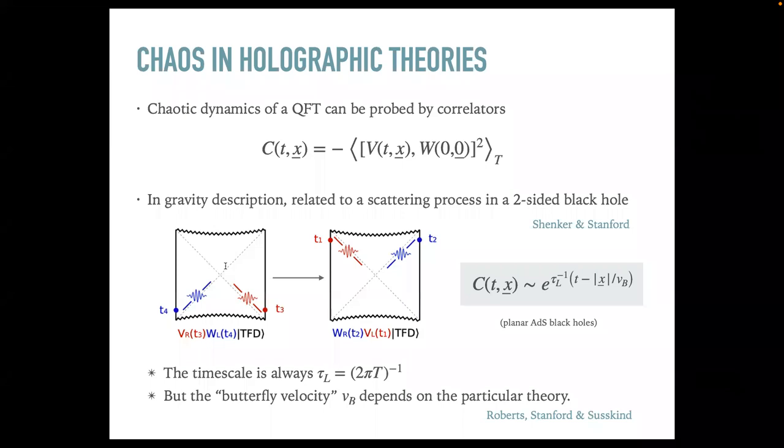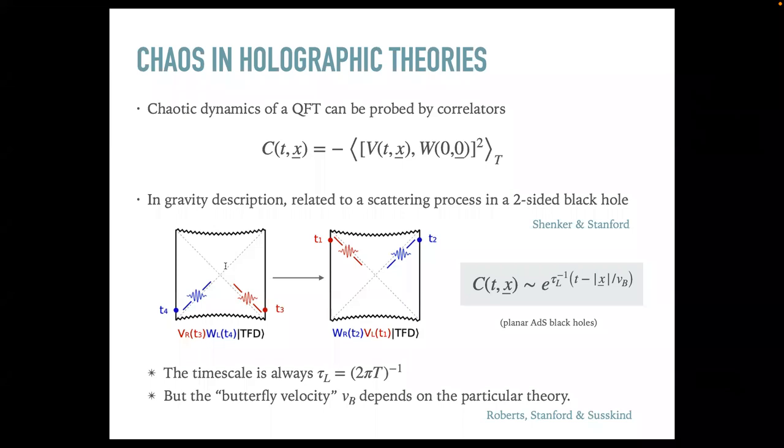Okay, and so what happens is these two particles, since they're falling into a black hole, they get highly boosted relative to one another. By the time they're interacting close to the horizon, they have such high center of mass energy that the gravitational interaction dominates. And so the value of this correlator turns out to be universal. That is, it doesn't depend on exactly which operators V and W we're talking about.